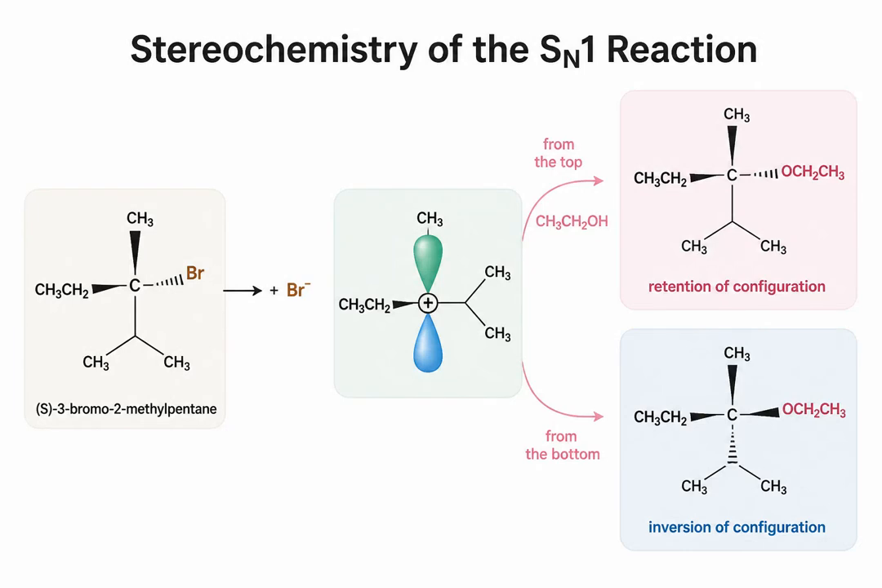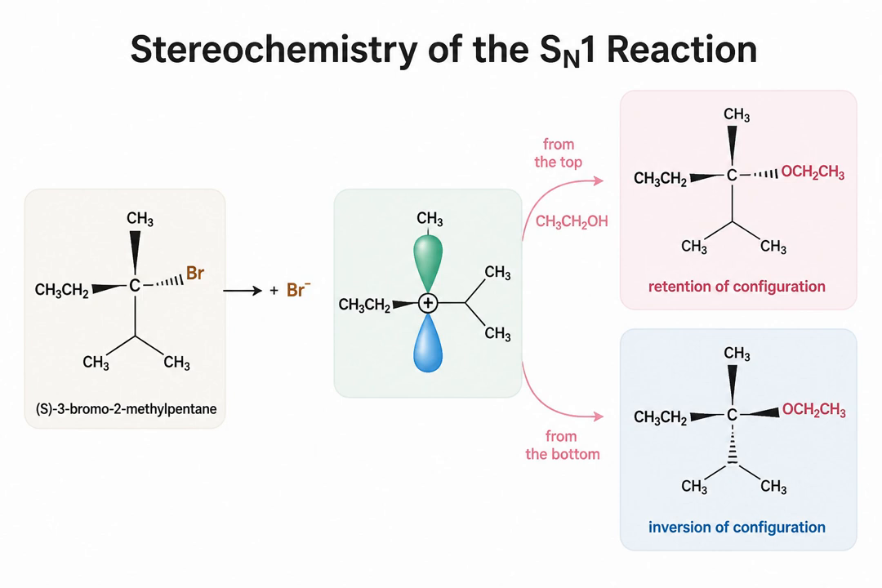Now let's consider stereochemistry. Recall that SN2 reactions are strictly stereospecific, resulting in complete inversion of configuration. The SN1 reaction is not stereospecific. When the leaving group departs, it leaves behind a carbocation that is sp2 hybridized and completely planar. This means the nucleophile can attack the empty p orbital from either the top face or the bottom face. If it attacks from the same side the leaving group was originally on, we get retention of configuration. If it attacks from the opposite side, we get inversion.